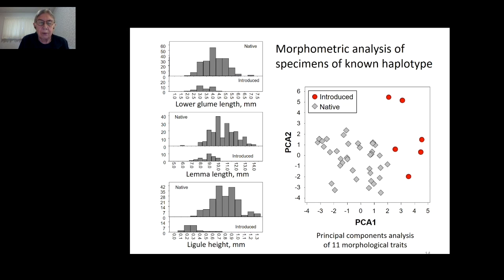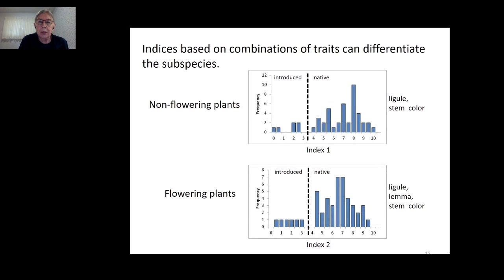But that's not as convenient for actual on-the-ground separation. And we developed a couple of indices which are more useful, in which we assigned a scale value to each of the characters we were looking at, and then we added up the values to get an overall scale from 0 to 10, and then we put the native and non-native forms on that scale. And we found that either a 2-character or a 3-character index could separate the plants in our study.